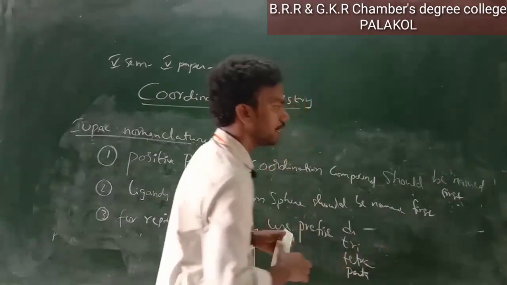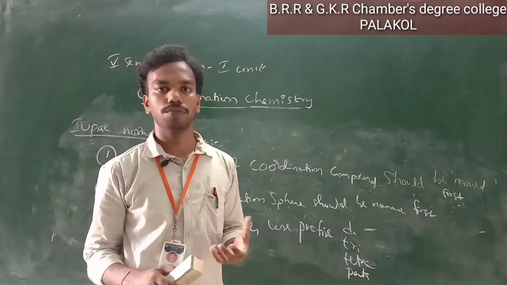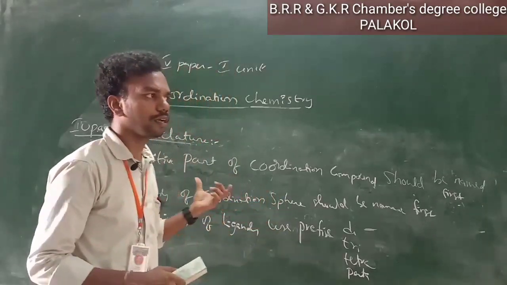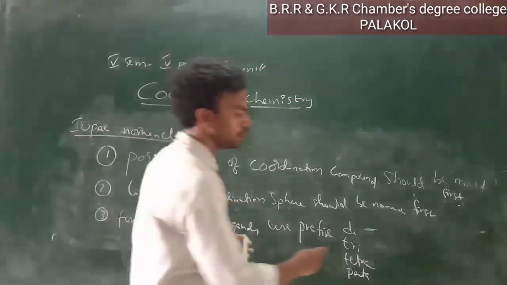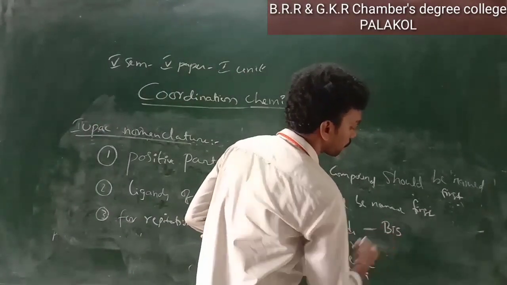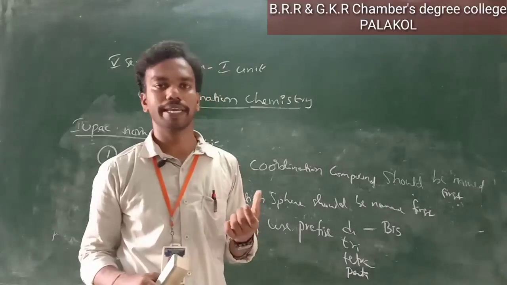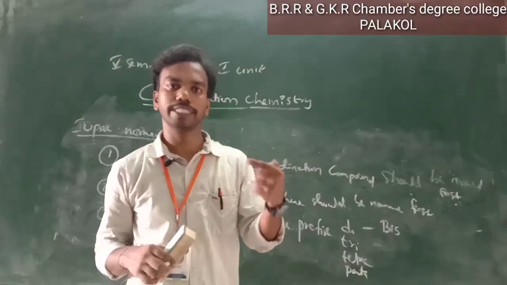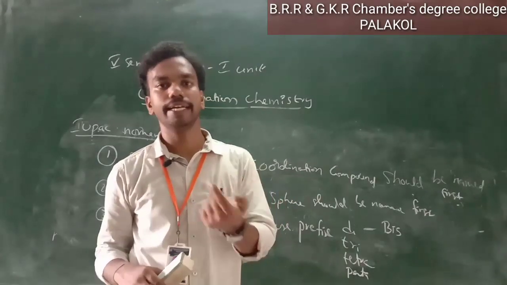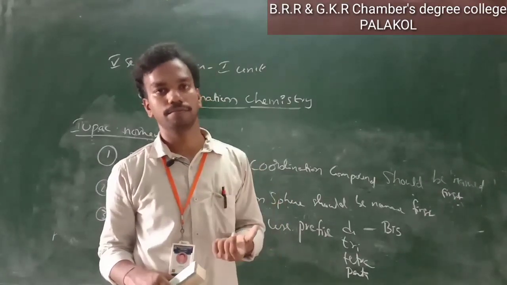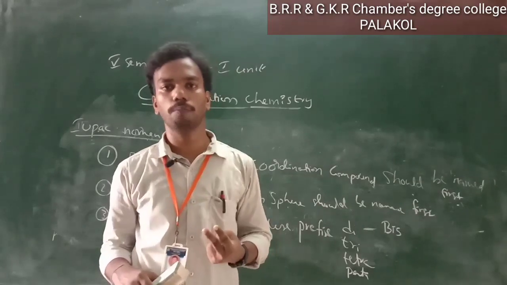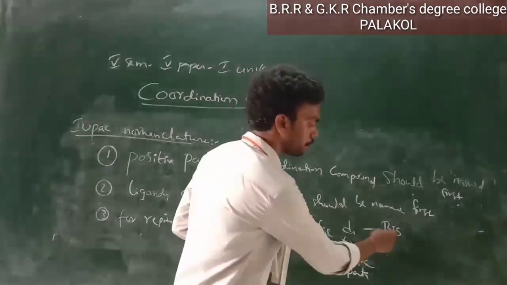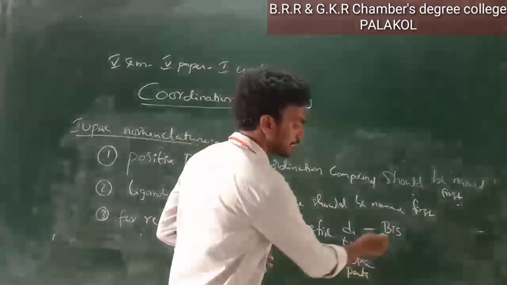If you are having polydentate ligands in the complex, then use bis. If you are having 2 polydentate ligands, for example, ethylene diamine, which already contains di, you should not use di again. If you are having 2 ethylene diamines in your complex, you just use bis. For polydentate ligands, use prefix bis.